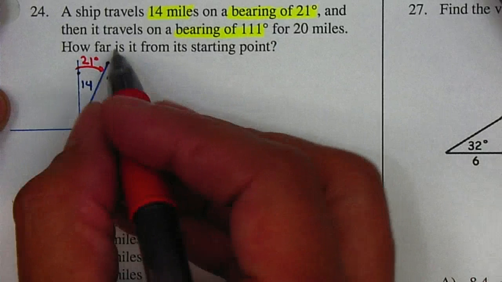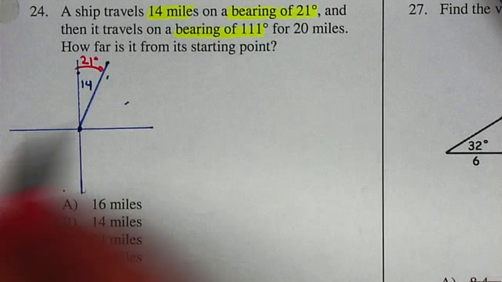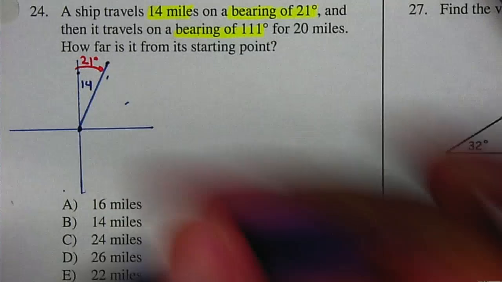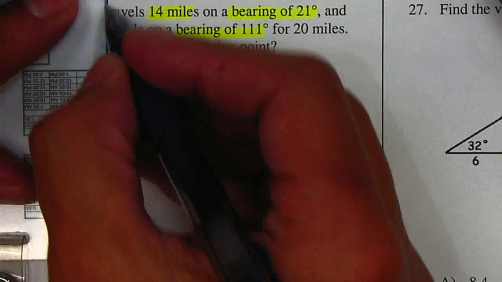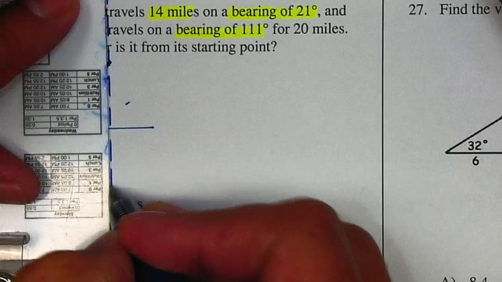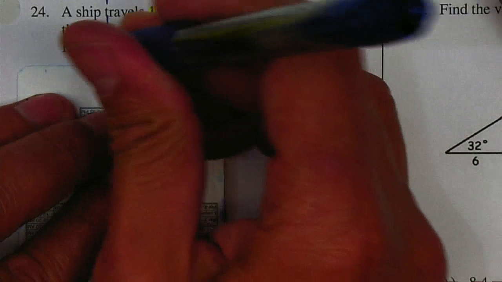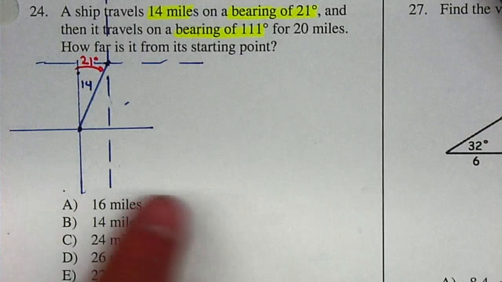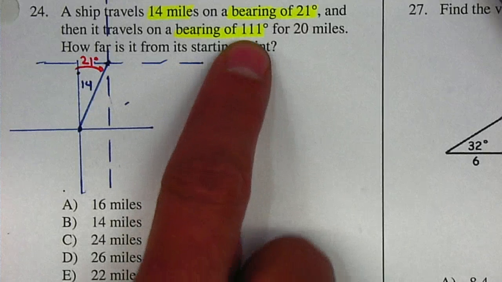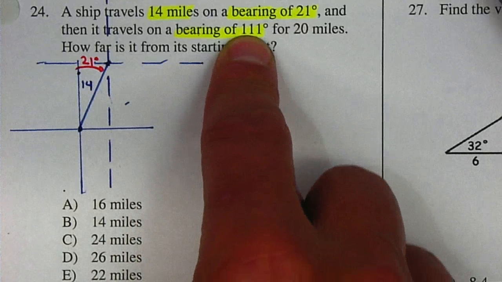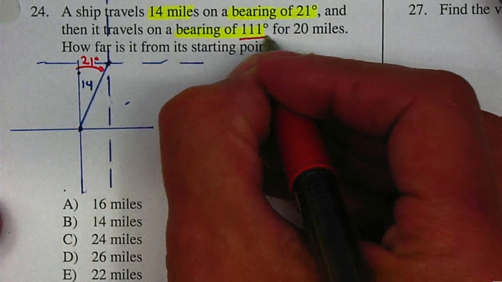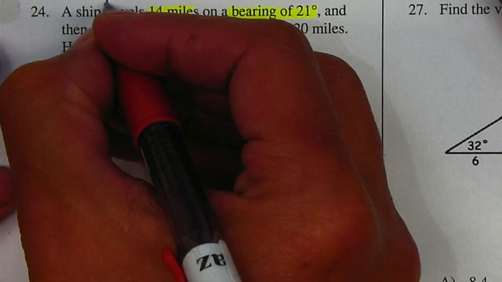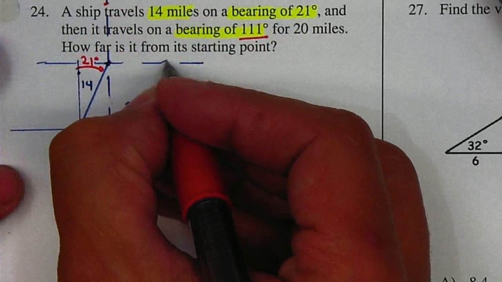From there, it travels on a bearing of 111 degrees. So from this point here, I'm going to make my x and y axis again. There's my x-axis. And remember that I make my x and y axis just because this might be greater than 90 degrees, such as in this case, and it will be a little bit easier. Remember that whenever we're working with navigation, this is starting from the north. I'm going to go towards the right, 111 degrees.